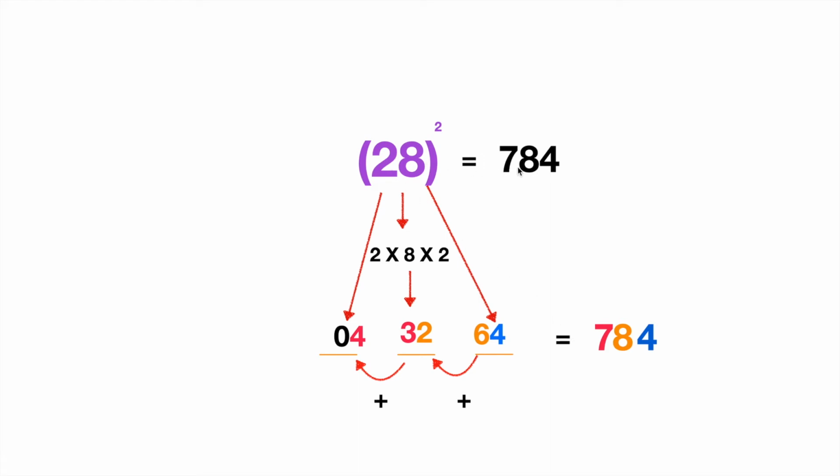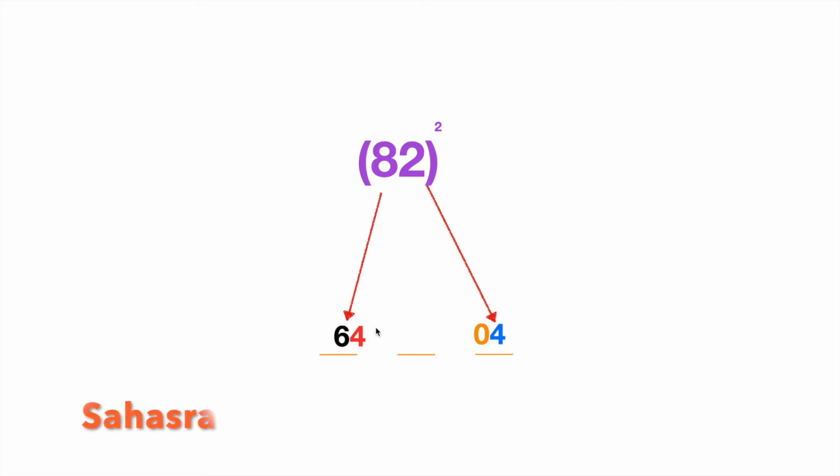28 squared equals 784. Next, we're going to square 82. 2 squared equals 4. 8 squared equals 64. And then 8 times 2 times 2 in this order is 32, because 8 times 2 equals 16. 16 times 2 equals 32. Then we're going to combine it.